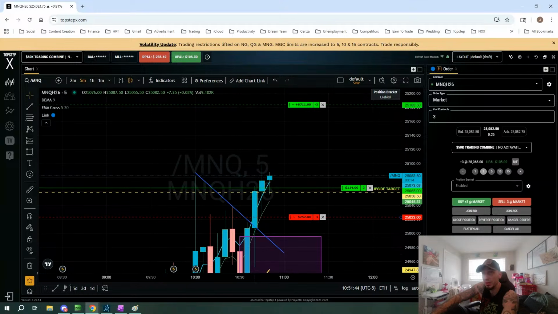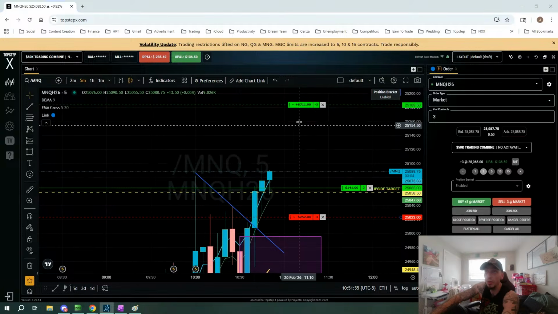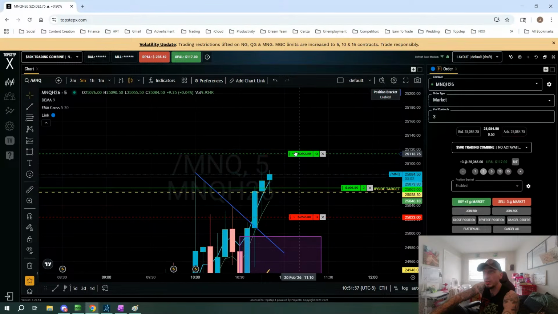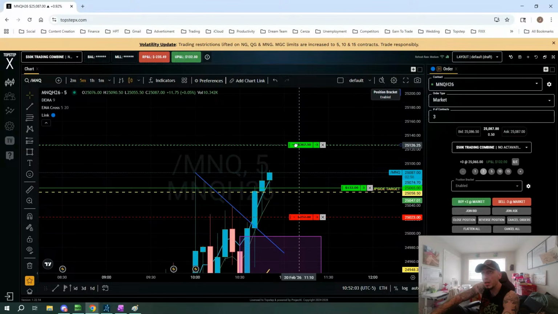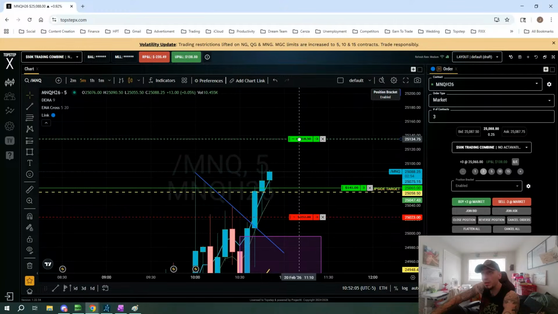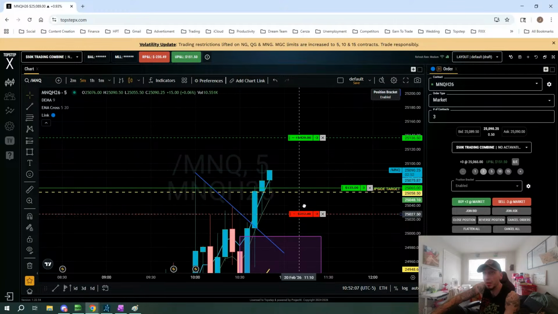The 1 hour looks terrible. So we're probably going to be getting out of this here in the next 10 minutes. Because when that 1 hour trend closes, this thing's going to pull back like crazy. I'm hoping to get a push here into our, what was it? 25,136. 136 right there. I'm hoping to get a push into that.